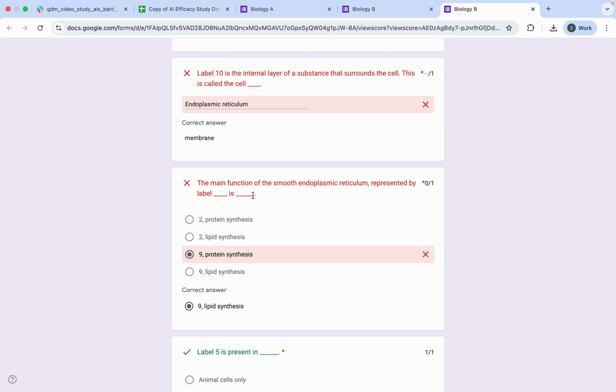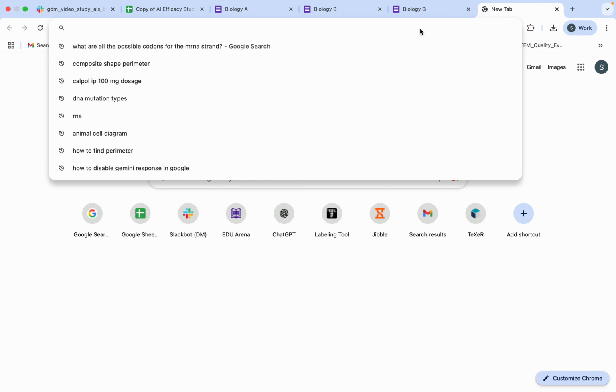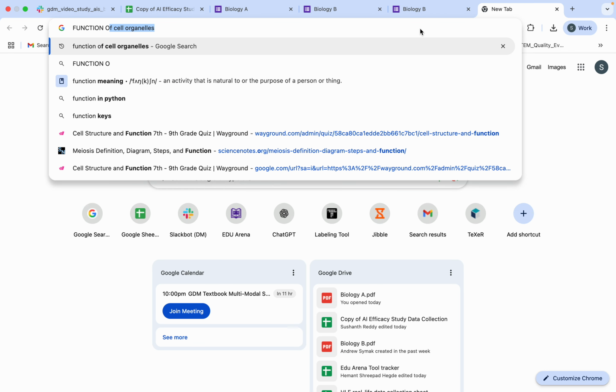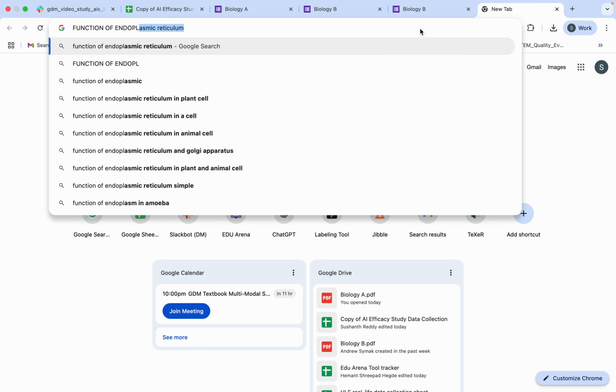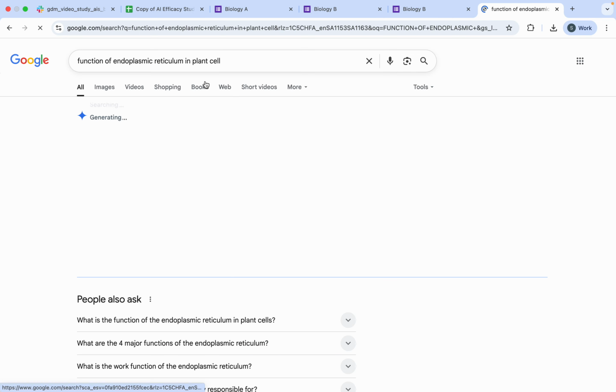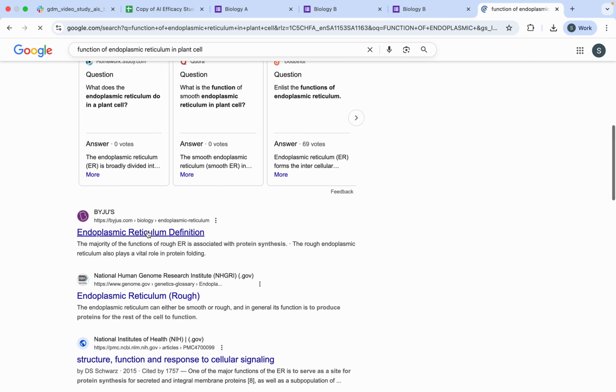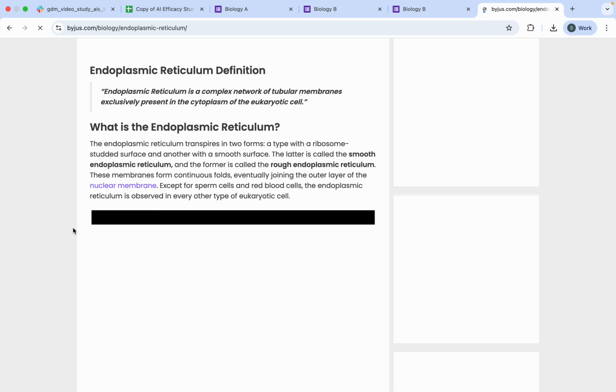Okay, next question is the main function of smooth endoplasmic reticulum represented by it. Okay, the correct answer was lipid synthesis. So let's check about this. Function of endoplasmic reticulum in plant cell. So what is the function of this endoplasmic reticulum?